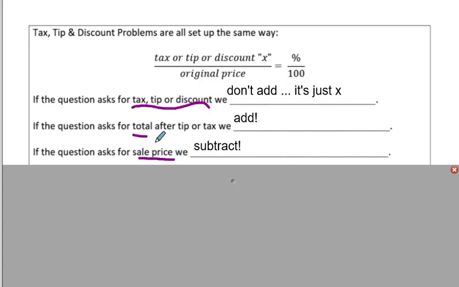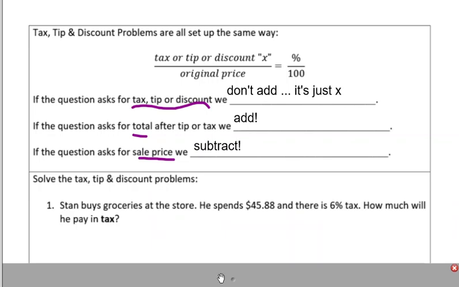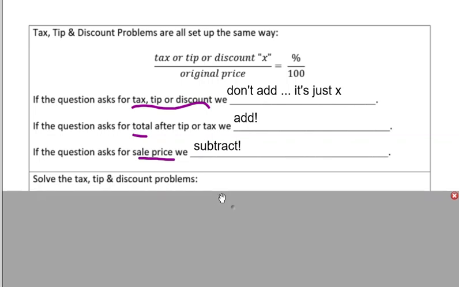Total and sale price. I think total looks like a T, so does adding. Sale price is an S, subtract is with an S, okay? So go ahead and solve those tax, tip, and discount problems below, and then at the bottom there's one more translation for you to do.